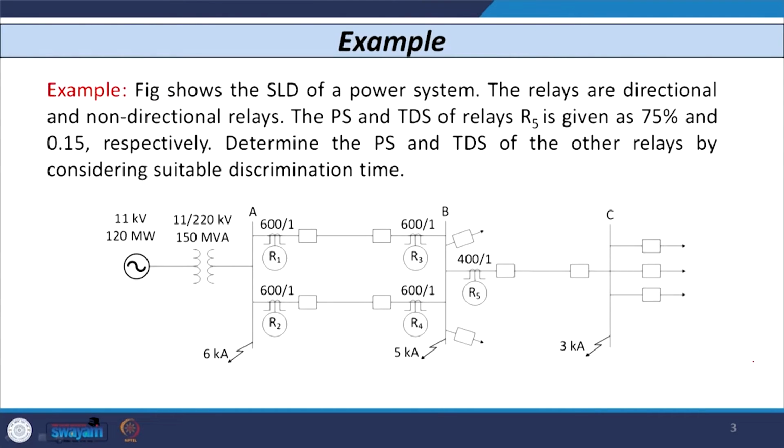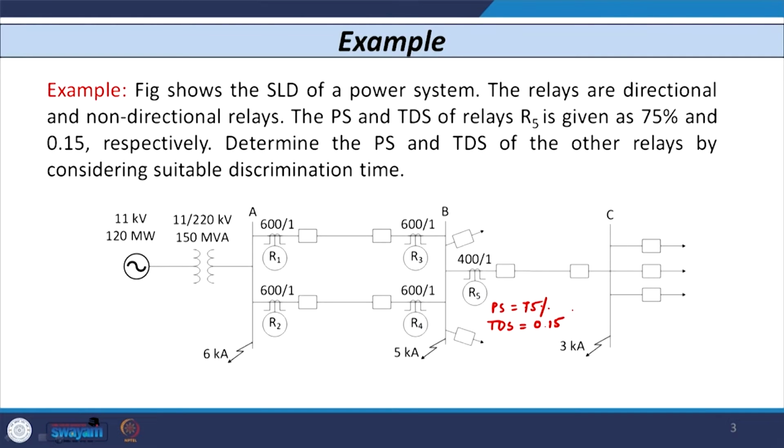So, let us solve one example based on the directional relay. So, let us consider that the figure is given here. So, there are 5 relays shown in this figure. So, these relays can be directional or bidirectional. So, we have to determine the plug setting and time dial setting of the relays. The plug setting of relay R5 is given as 75% and the TDS of relay R5 is given as 0.15, right. So, these values are given, and based on this we have to find out the plug setting and the time dial setting of relays R1, R2, R3 and R4.